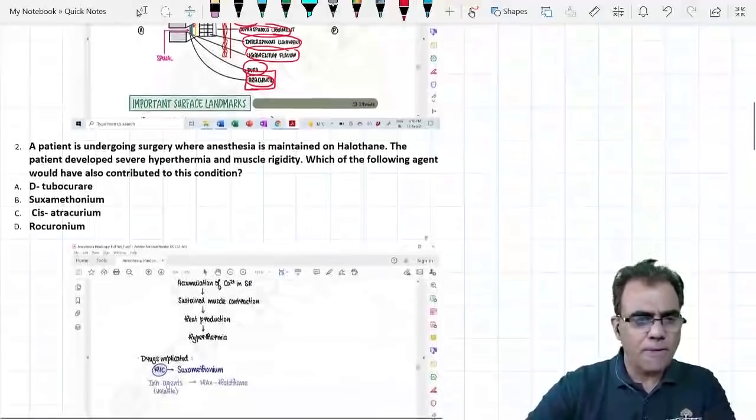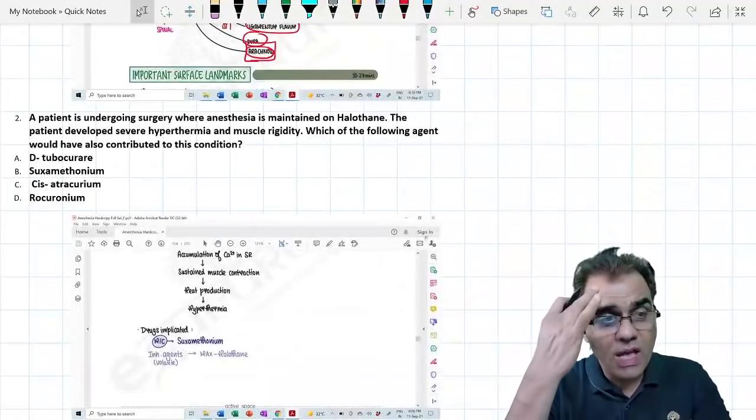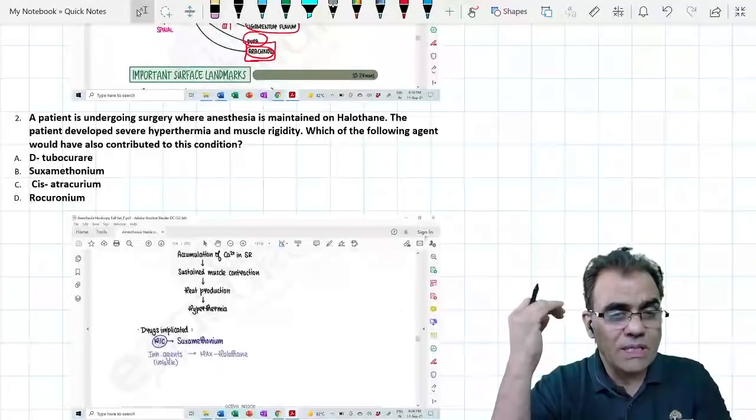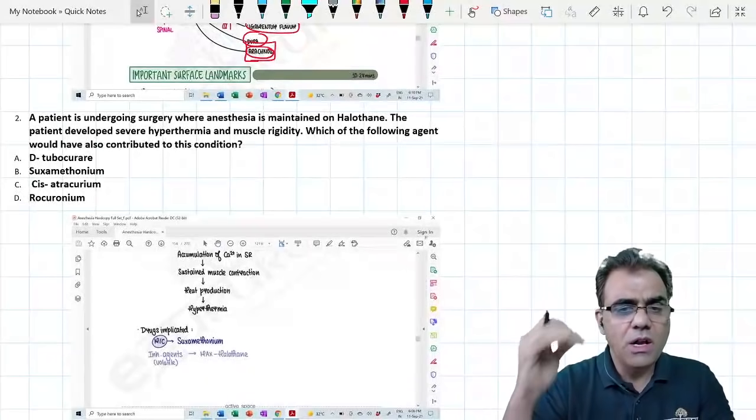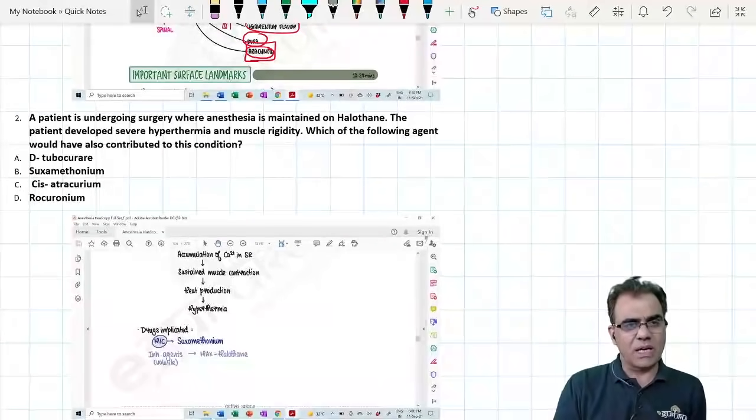Then next question: a patient is undergoing surgery where anesthesia is maintained on halothane. The patient develops severe hyperthermia and muscle rigidity. Which of the following agents would have also contributed to this condition? D-tubocurare, succinylcholine, cisatracurium, rocuronium.